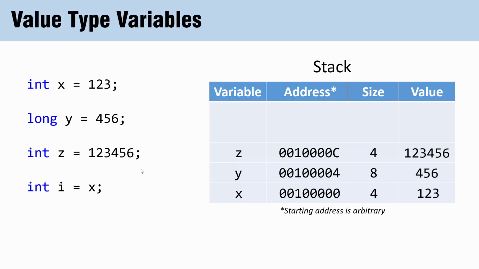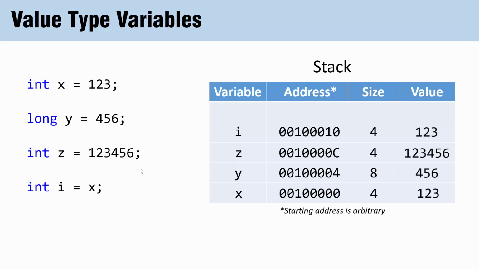What happens when we declare a new int called i and we assign its value to whatever is contained within x? The first part's the same. We just allocate a new 4-byte chunk out of the stack, and that's where i is. But the value this time comes from whatever is in the value column for variable x. So this is a value copy. We copy the value of x into the location for the value of i.